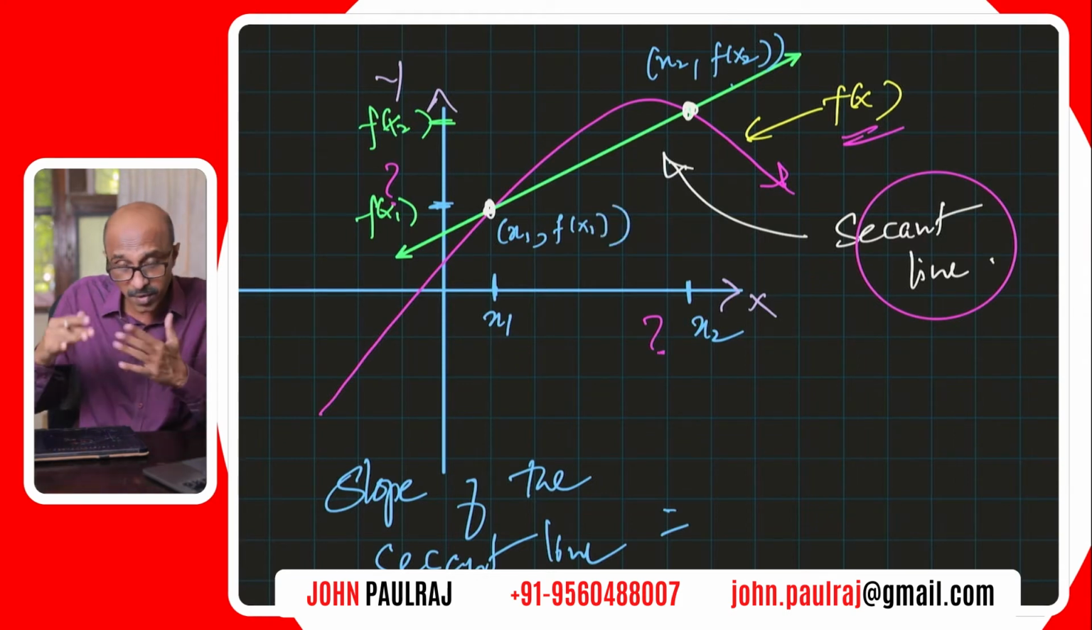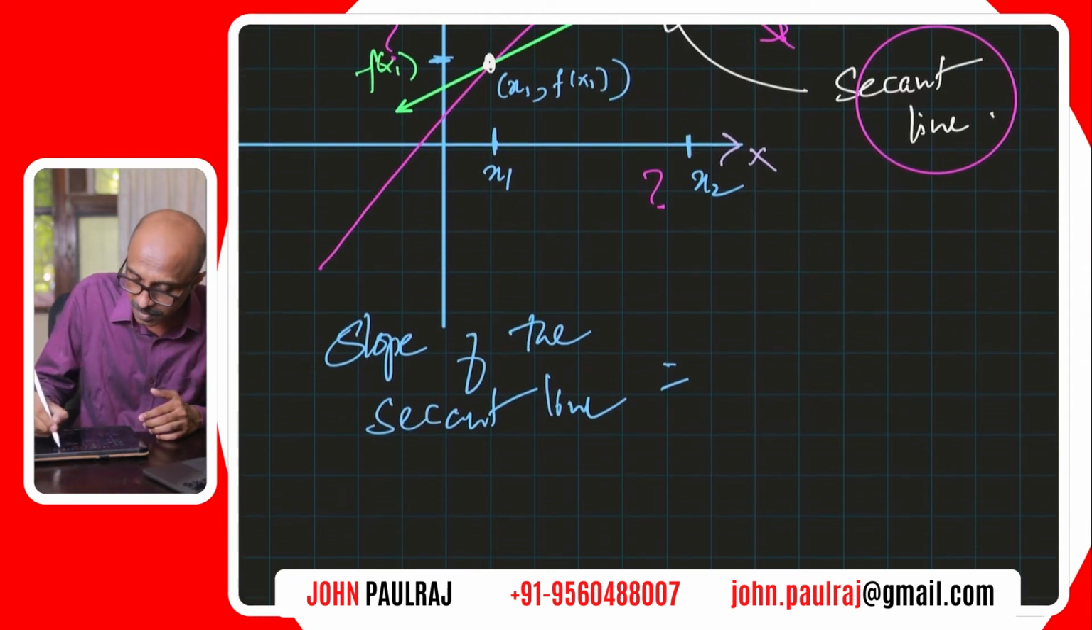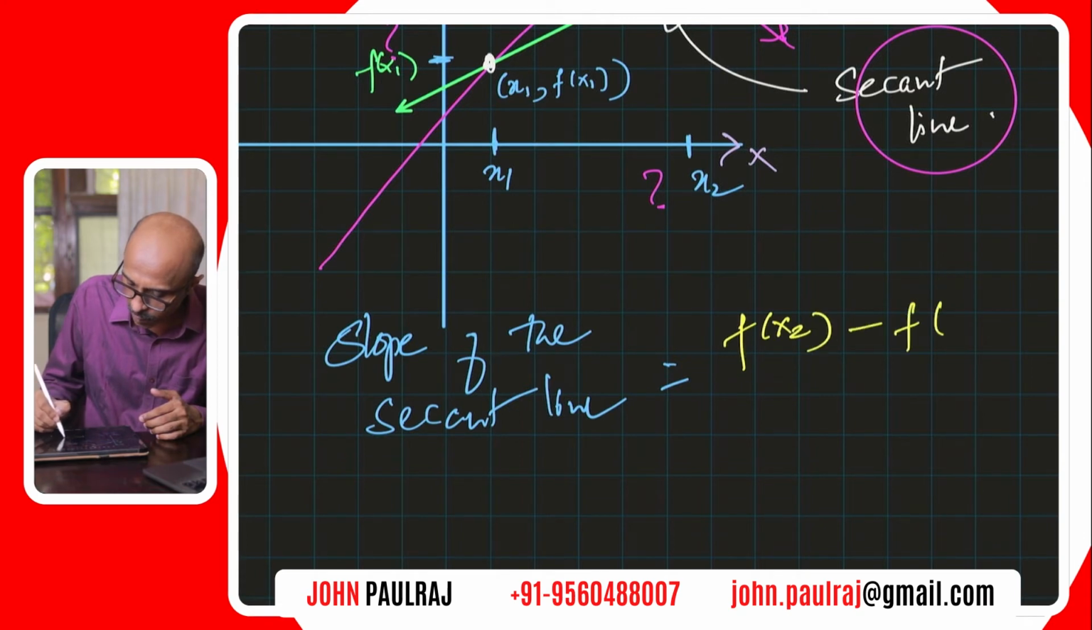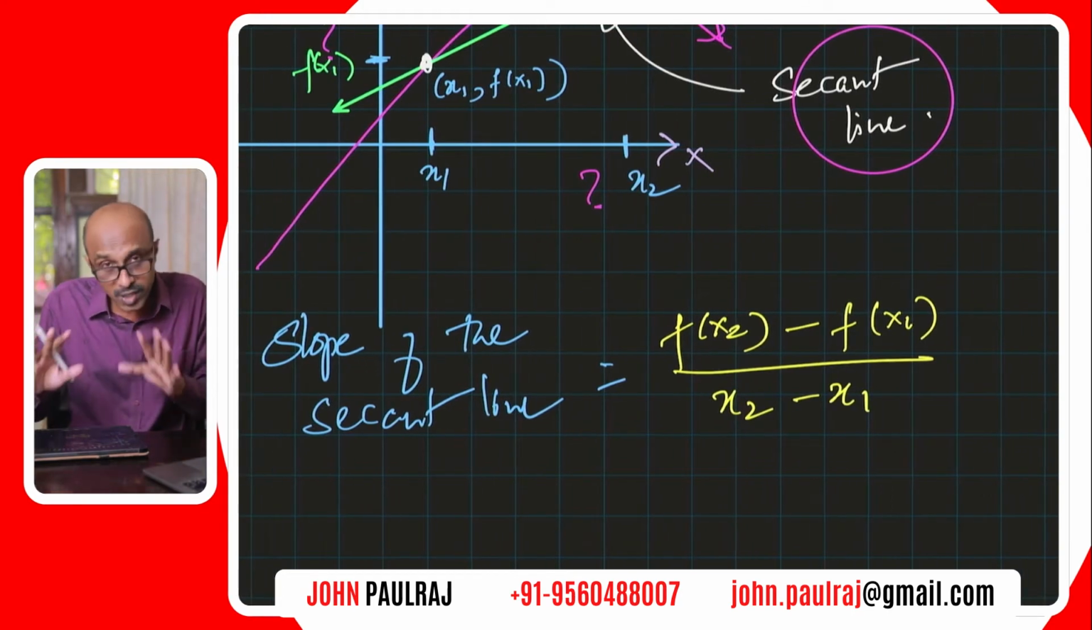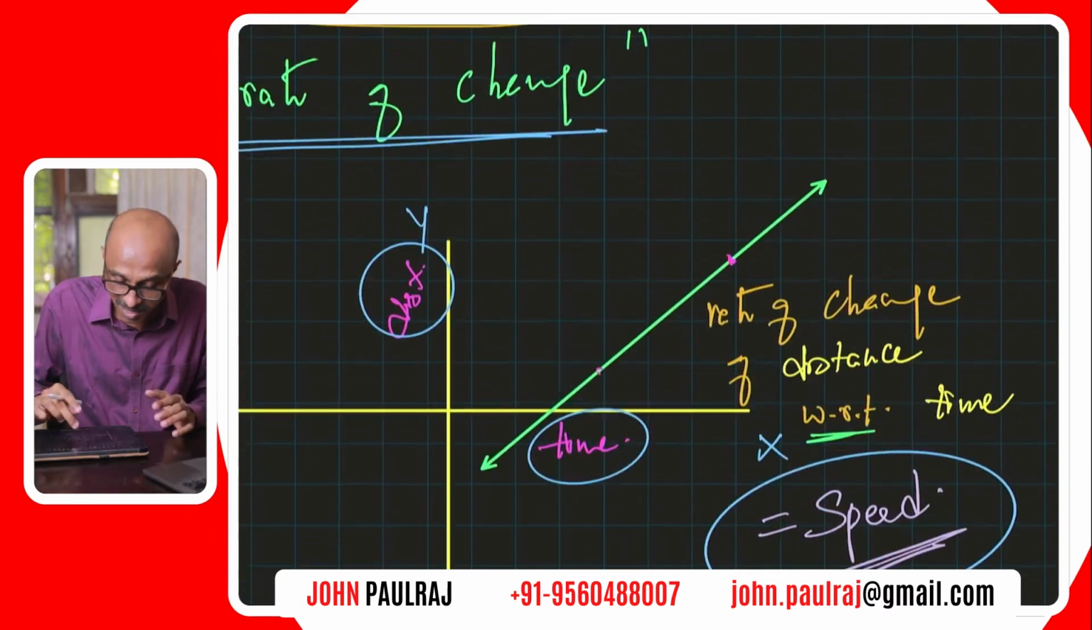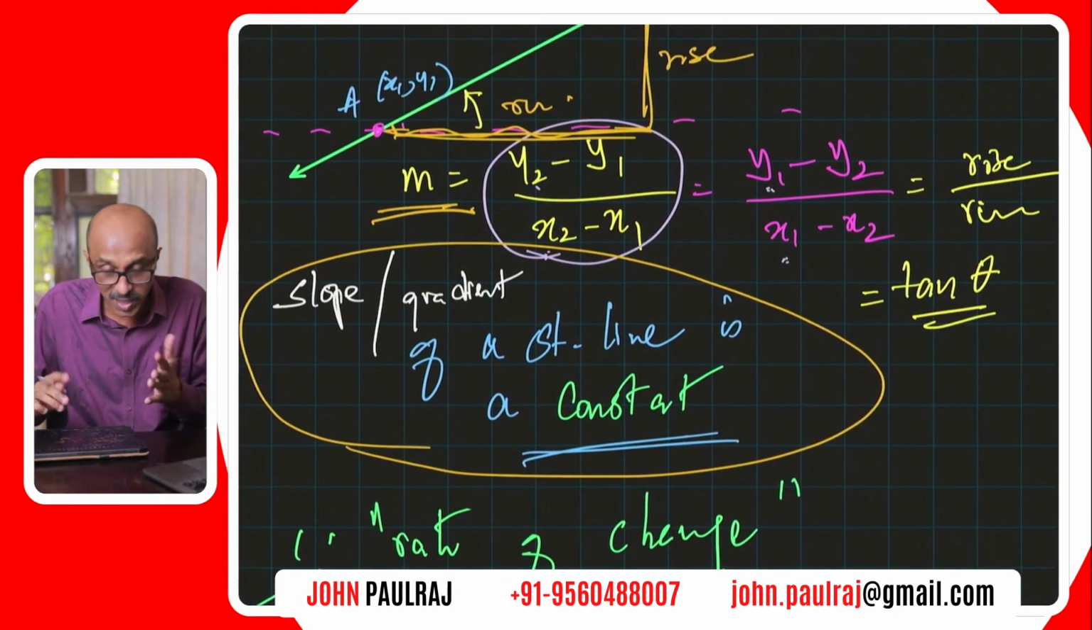So when you use the same formula for the slope, you will get f of x2 minus f of x1 over x2 minus x1. Can you see that? It looks scary, all right? But it's the same formula, right? It's the same formula, y2 minus y1 over x2 minus x1.